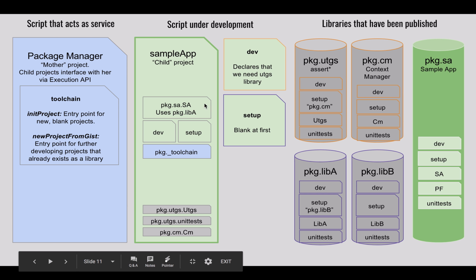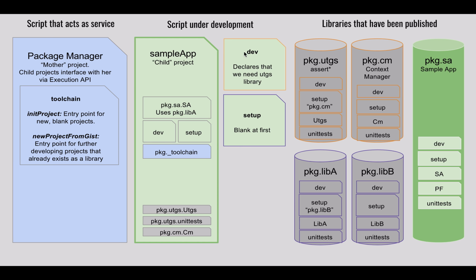Now the dev file, which is here. These are the same. Yeah, setup there, sent to there. And again, setup is blank at first because I haven't declared any libraries that I need for my app. Dev is not blank. By default, it includes the UTGS library. Now you can turn it off, right?